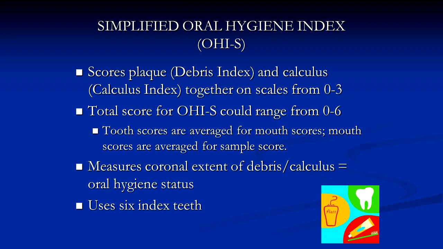So the teeth are, and you'll see them later on here, so don't worry about writing them down right now unless you want to. You use the facials of 3, 11, 14, and 24, and then you use the linguals of 19 and 30. So you're going to score each one of those surfaces. You're going to score the facial of 3 and give it 2 scores. And then you're going to score the facial of 11 and give it 2 scores.